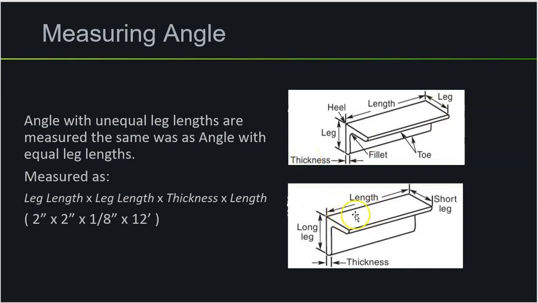Now the same thing goes for the angle iron with unequal leg lengths. You're going to write down one leg length, the other leg length, the thickness, and then the length of the entire piece of angle iron.